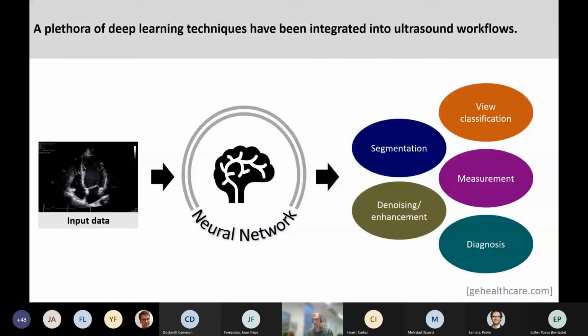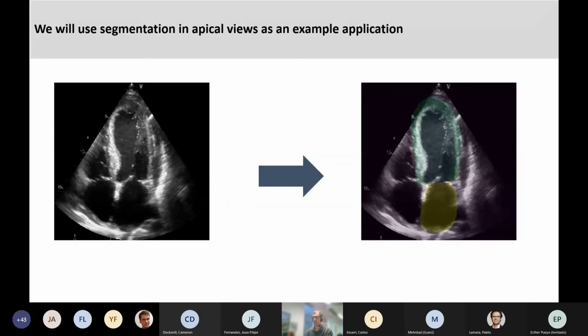And what we've seen in the past few years is that deep learning has increasingly been used and integrated into ultrasound workflows for automating all sorts of measurements and pieces of the diagnostic pipeline. So that might be segmentation, denoising, view classification, measurements, and even diagnosis. In this talk specifically, I'm going to use segmentation as an example application. So an example is shown on this slide where you have an input image and you're trying to segment important features or regions of the heart. So in this case, we have the left ventricle and the myocardium and the left atrium.